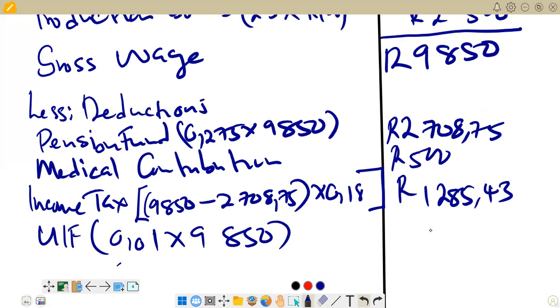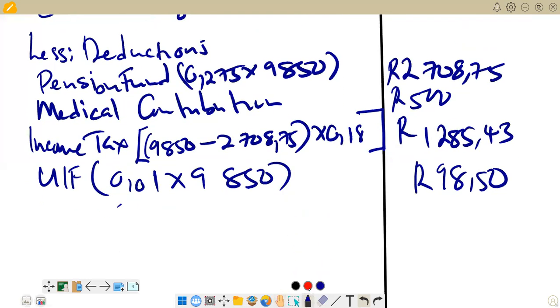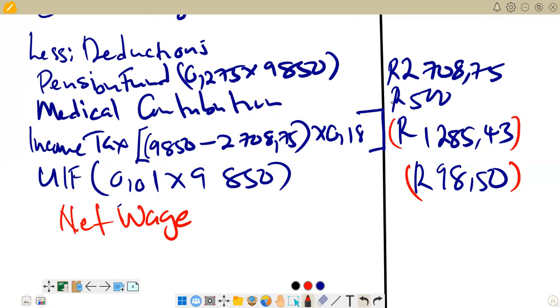Let's try to multiply that one. The answer that you get is 98 rand 50. So this is our UIF. So remember, all these figures we need to subtract from the figure for gross wage so that we get the figure for net wage here. It means here now we have got the net wage after subtracting all those figures. So we can show by brackets that we are subtracting these figures from the figure for gross wage.